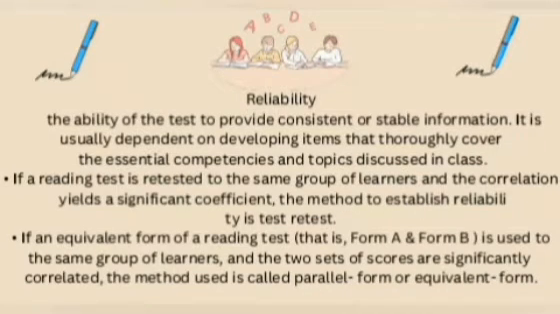The second major principle of a good test is reliability. It is the ability of the test to provide consistent or stable information. It is usually dependent on developing items that thoroughly cover the essential competencies and topics discussed in class. According to Binaflor 2012, a reliable instrument secures consistent measures, regardless of the number of times it is conducted to the same respondents or examinees in any given time interval.